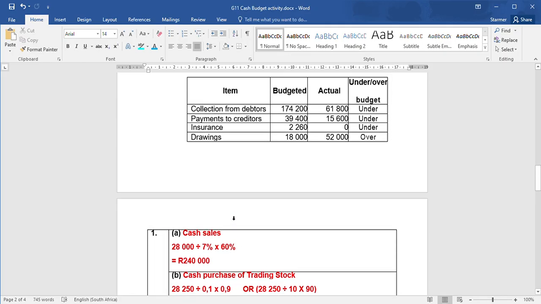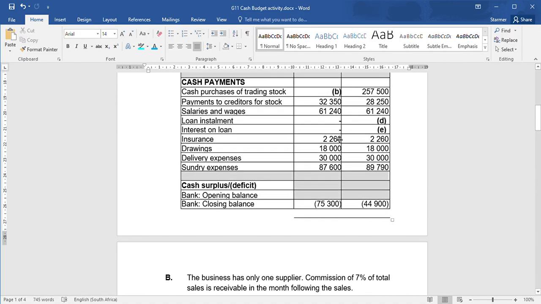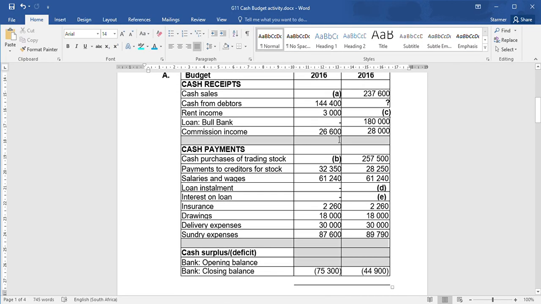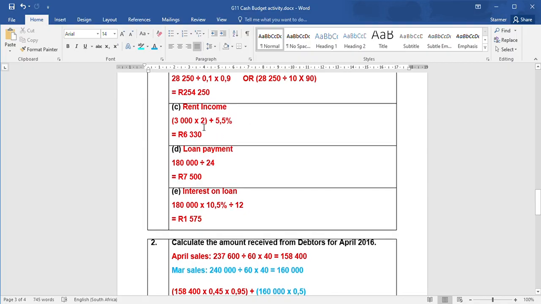C is rent income, and they tell you here the tenant rented a storage room. He moved in on the 5th of March and was required to pay only half the rent, and then the rent is going to increase by 5.5% on the 1st of April. So if you have a look here, the rent that he paid us was 3,000, but that was only for half a month. So we're going to have to take the 3,000 and double it to get the full month, and then add 5% to that, and that gives you the 6,330.